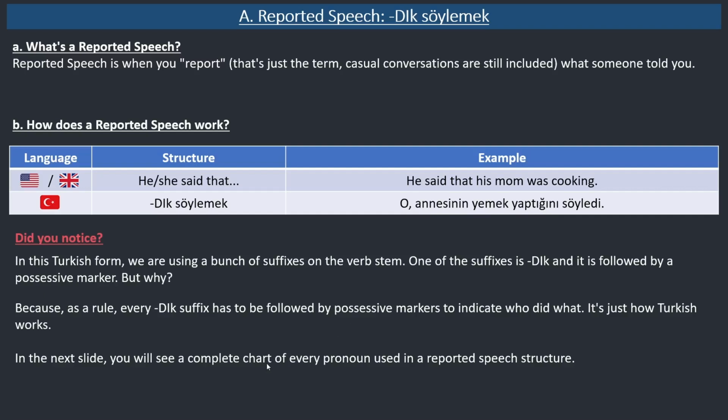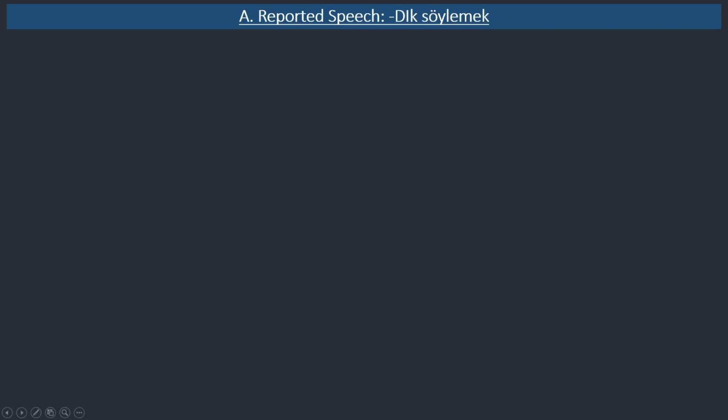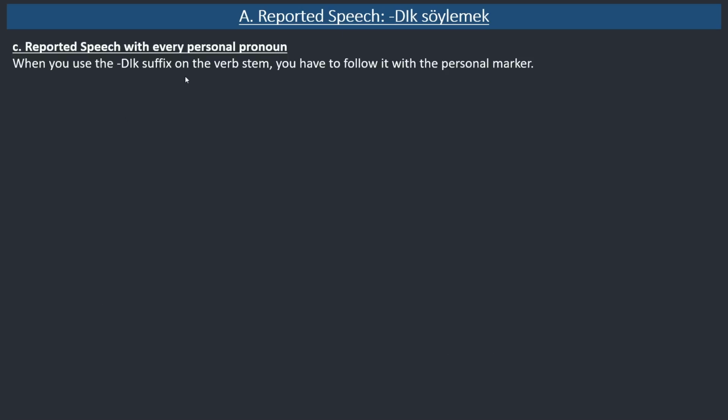In the next slide, let's see a chart of every pronoun. This will make it easy for you to understand, so you can see every conjugation. It can look scary because there are a bunch of suffixes, but over time with practice, when you memorize the suffixes, you will get a hang of it. It will seem very predictable and consistent, because there are barely irregularities.